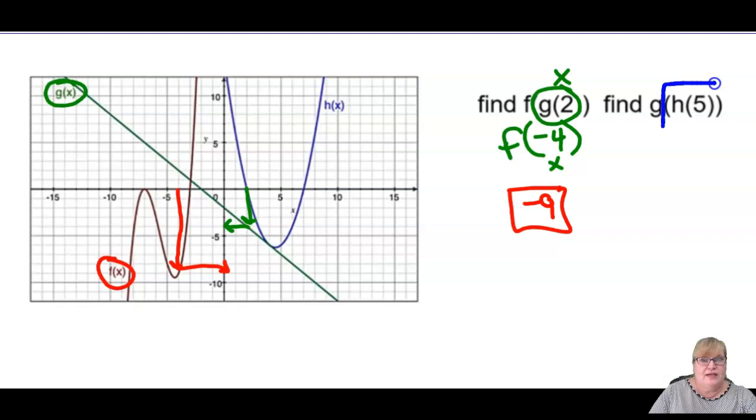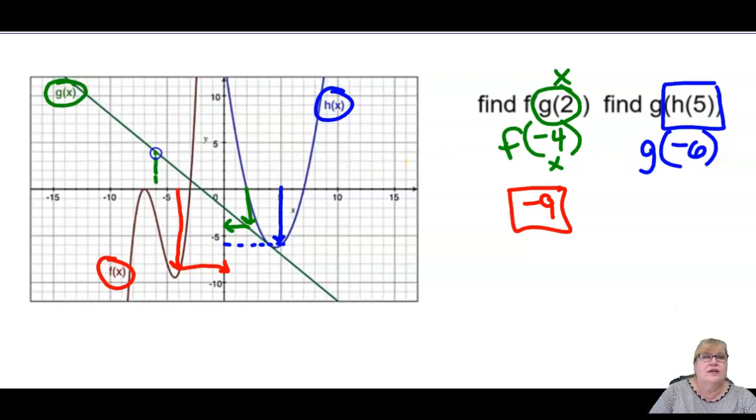All right, you want to try that one on your own? Put the 5 into h. This is h. So if x is 5, I'm getting out a -6. And then you're supposed to go and plug that answer back into g, which was green here. So if -6 is my x value, into g, my y value comes out to be 4.